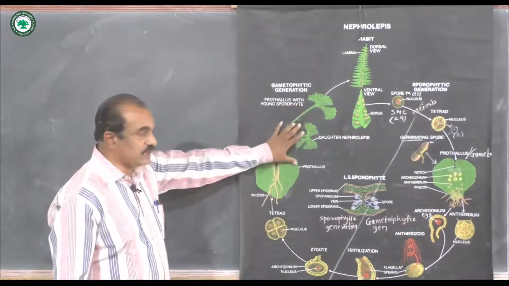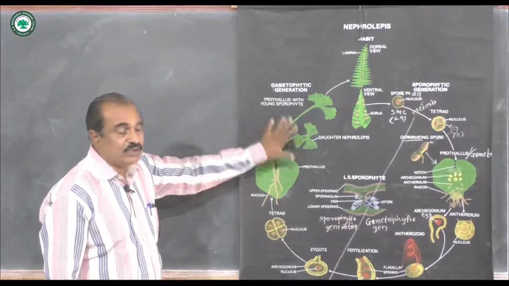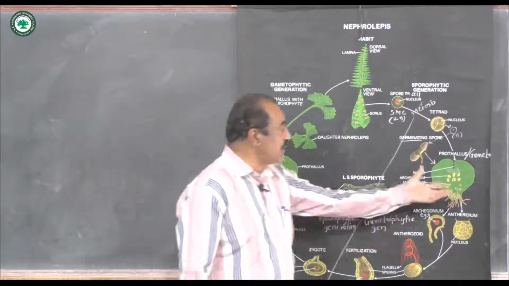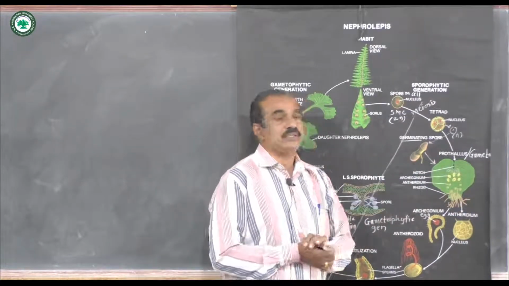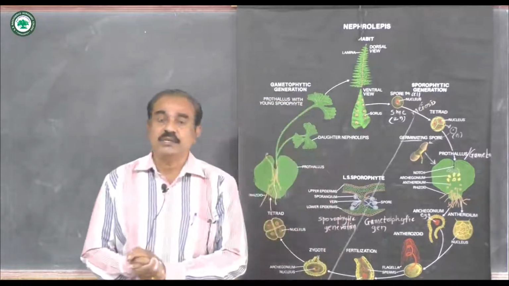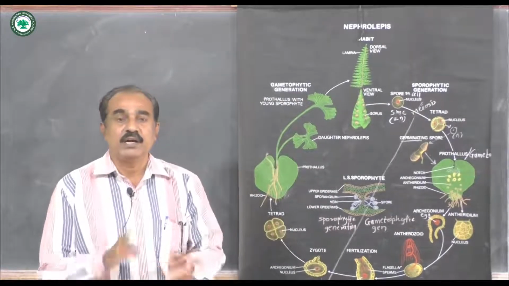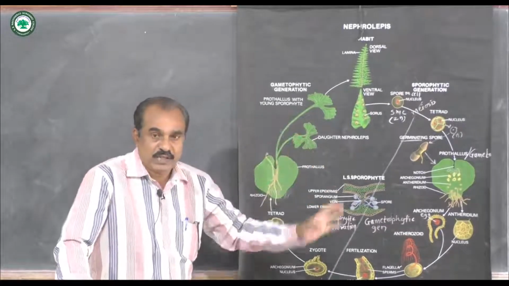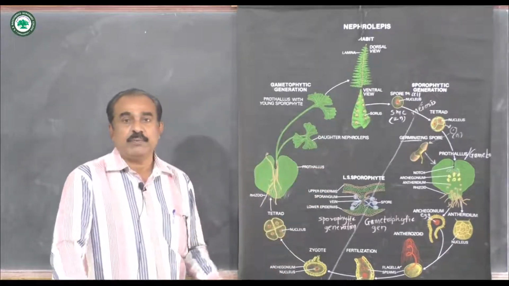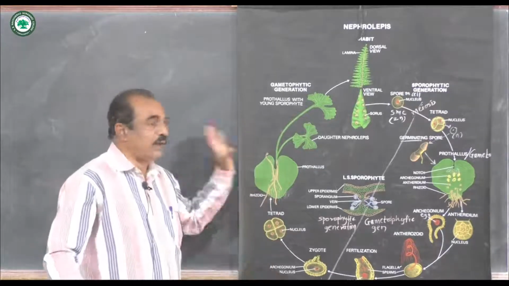So this is one generation, the sporophytic generation, which is dominant, and this is the second generation, which is short lived, and it is called the prothallus or gametophyte. So in the life cycle of the Nephrolepis there is alternation of generation, that is, the sporophytic generation alternates with the gametophytic generation, and again the gametophytic generation alternates with the sporophytic generation.